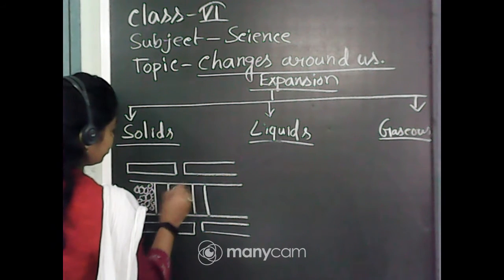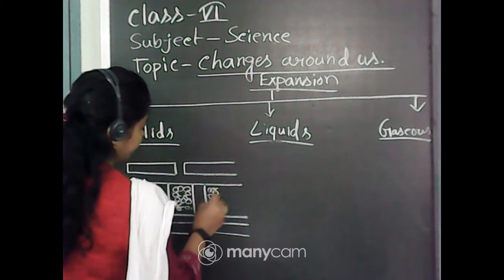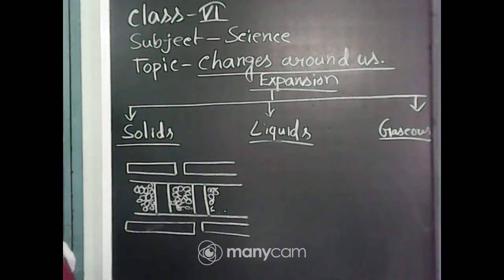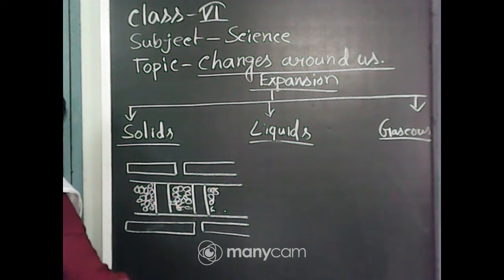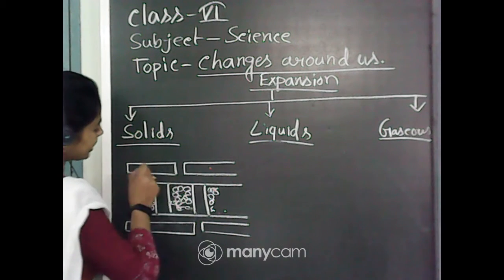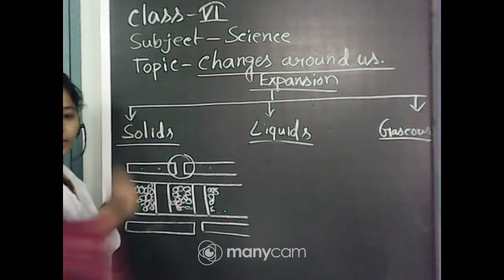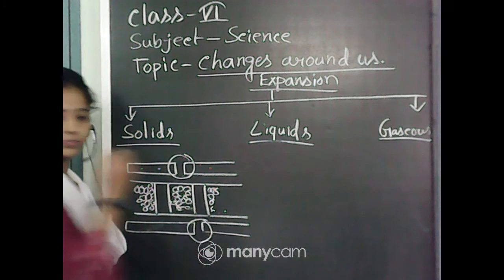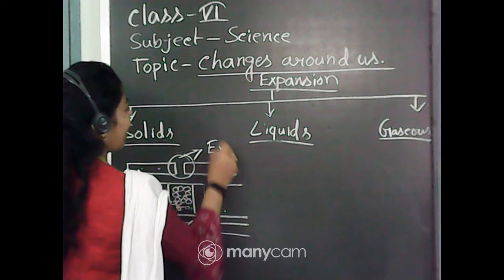These are pebbles and stones. This railway track looks like this, and these are actually railway tracks. Between the railway tracks you can see there is a gap. Can you see this? A gap here also, here also. These are also called expansion gaps.